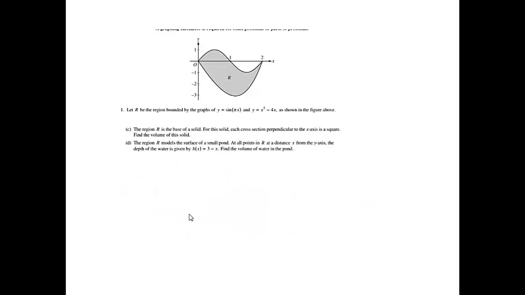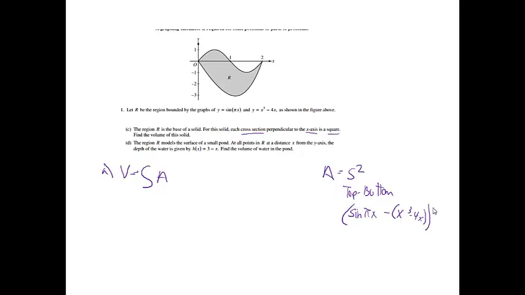All right. Part C, the region R is the base of a solid. For this solid, each cross-section perpendicular to the y-axis is a square. Find the volume of the solid. Well, we know that if we're going to get a volume, it's just going to be the integral of the area. And in this case, the area is a square, which is side squared. And in this case, we will do top minus bottom to get the side. So the top will be sine of pi x minus the bottom, again in parentheses, will be x cubed minus 4x, and then we're going to square that entire quantity.